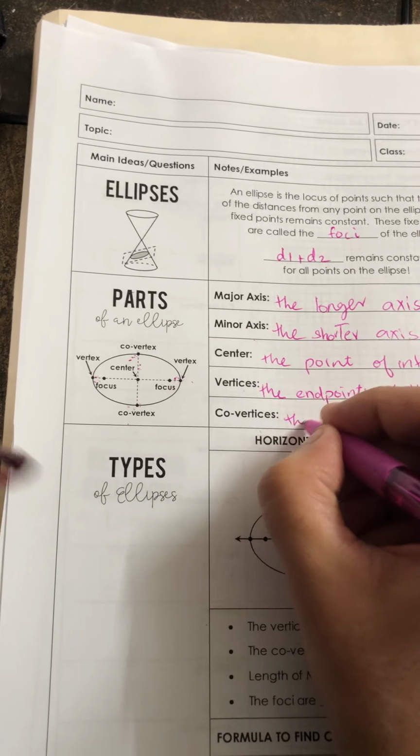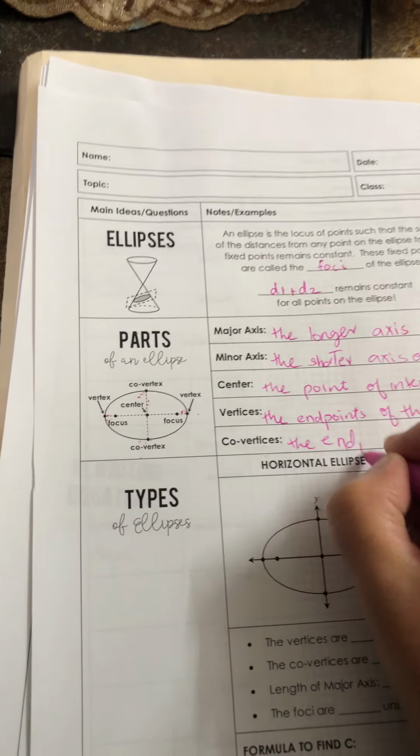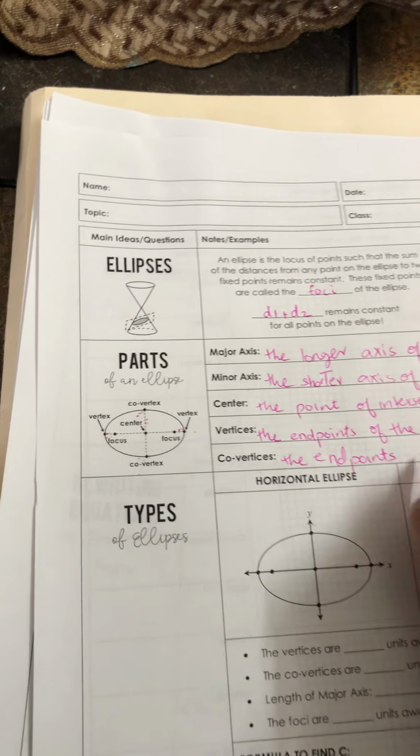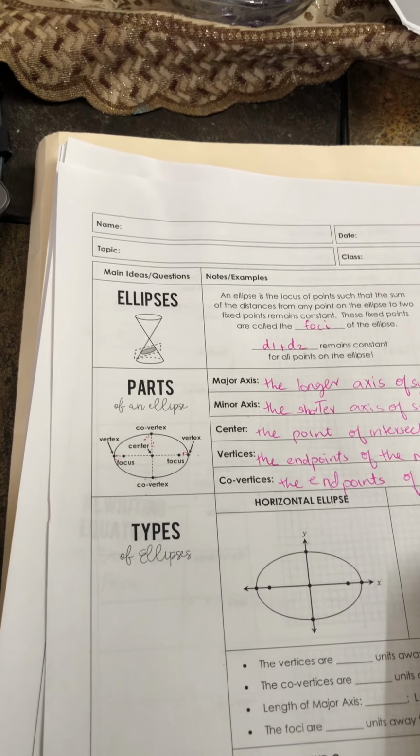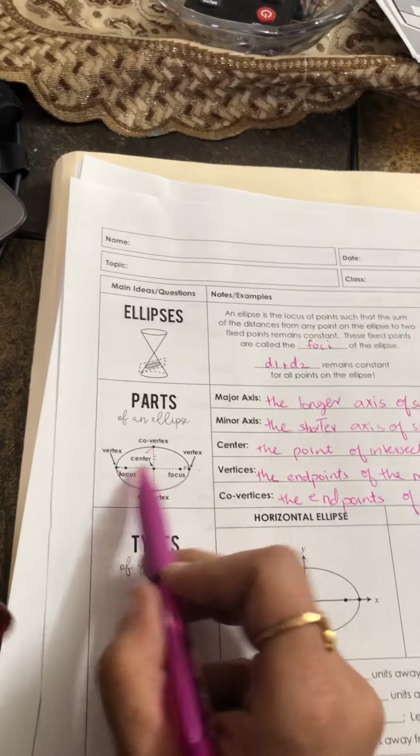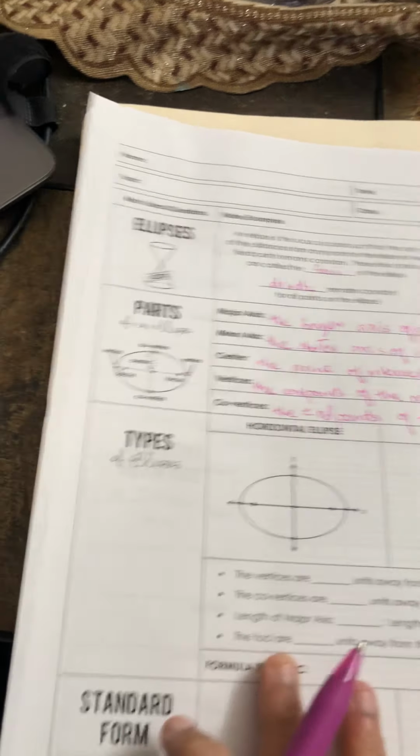Co-vertices are the endpoints of the minor axis. And the foci are always on the major axis. I'll tell you how to find the foci.